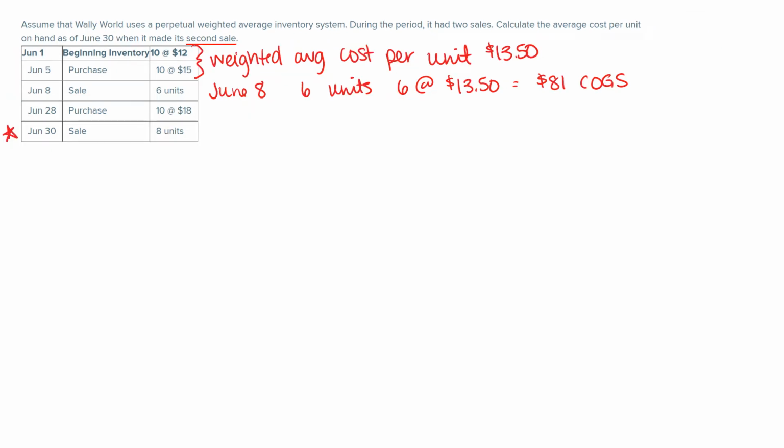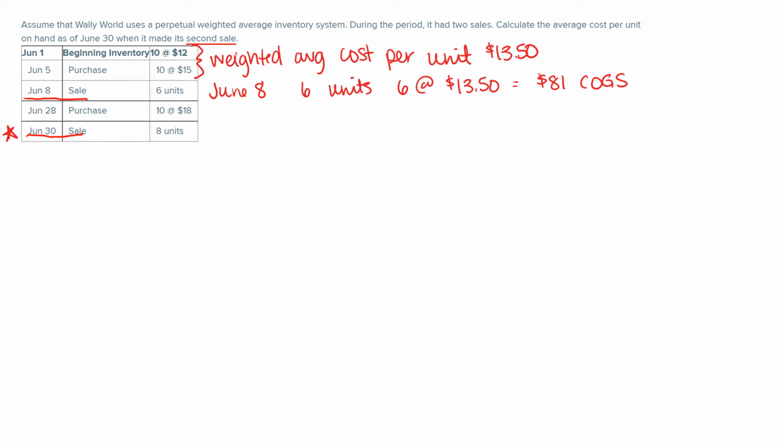So now we're going to take this one step further. In the previous example, we figured out the weighted average cost per unit for the first sale, which took place on June 8th. So we've already done that. Now what this problem wants us to do is to calculate the average cost per unit on hand as of June 30th when the business is making its second sale.